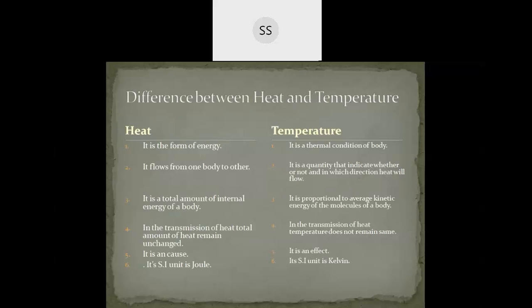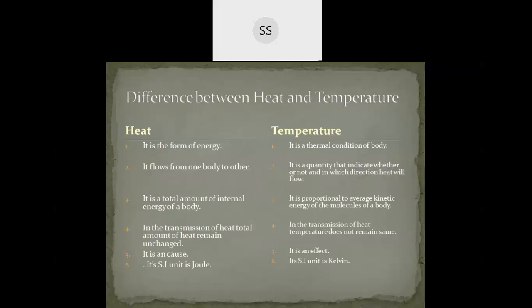Okay, so the first difference is heat is the form of energy and temperature is the thermal condition of the body. Heat is the energy, temperature is the thermal condition of body.